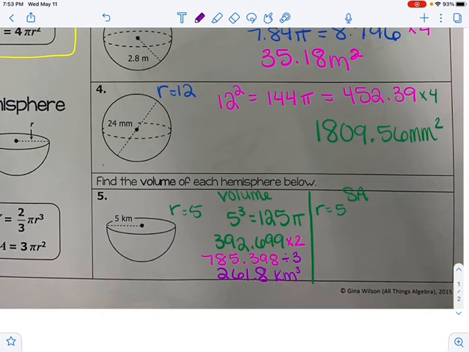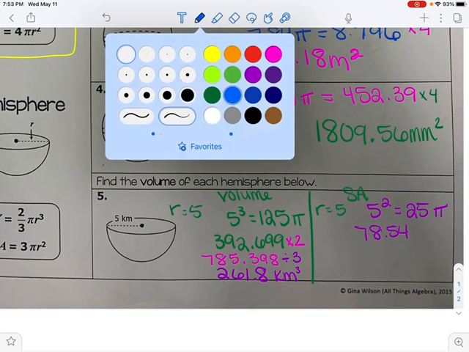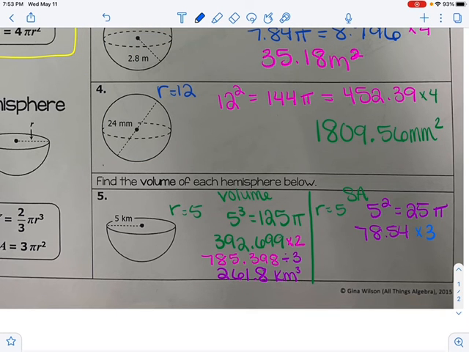Now we're doing the surface area, again, very similar, right? First thing, you're going to square your radius, which is 25, and stick a pi with it like we've been doing. This time we'll get 78.54. And there's only one extra step on this one, and it's times by 3. So you'd get 235.62. Oh, and kilometers squared.